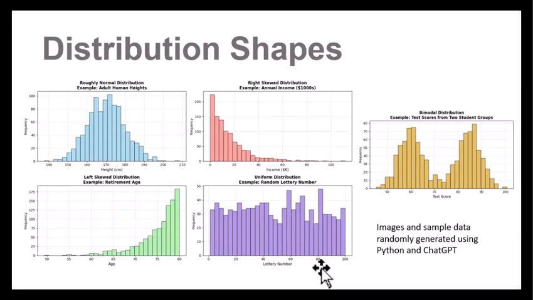An ideal uniform distribution would have frequency exactly equal all the way across, but with real data, that's not typically going to happen. You're going to have some random noise, even if the population data was actually completely uniform.